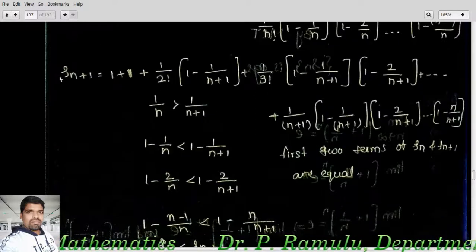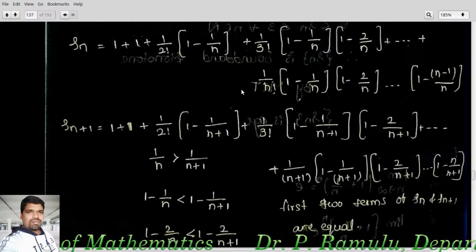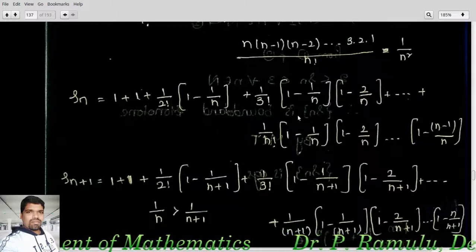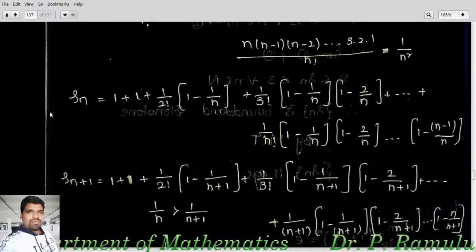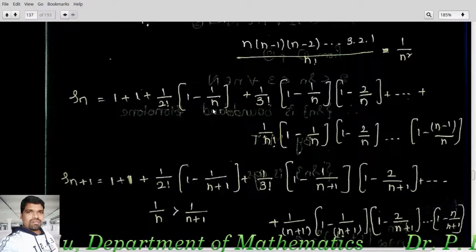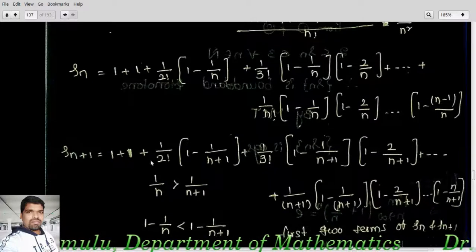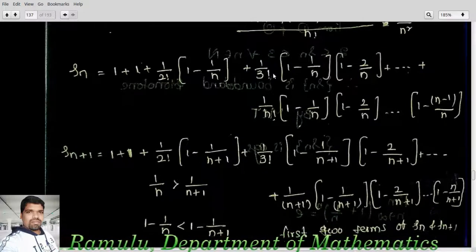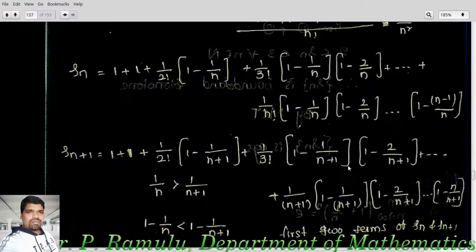That means Sn equals this term. If I write Sn plus 1, what happens here? In place of n, I first put n plus 1. Sn plus 1 equals 1 plus 1 plus 1 by 2 factorial, 1 by 3 factorial, up to 1 by n plus 1 factorial.